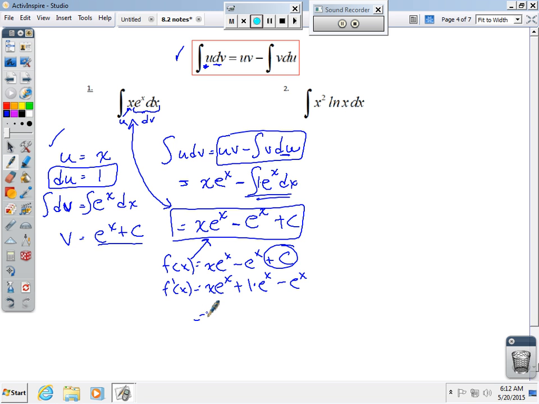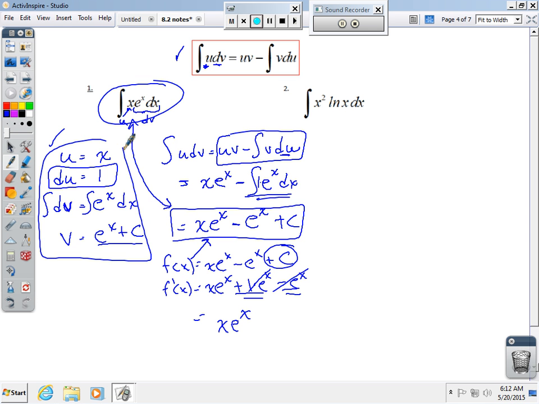So hopefully you can see what happens here is this positive e to the x and negative e to the x are going to cancel out. I'm left with x e to the x, which is what I originally started with. Okay? And again, this all comes down to being able to represent everything as u, du, v, and dv. All right, I'm going to clear that out so I can do the next problem here.